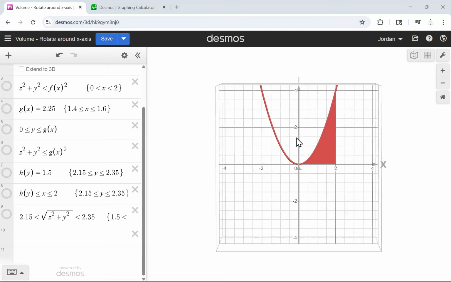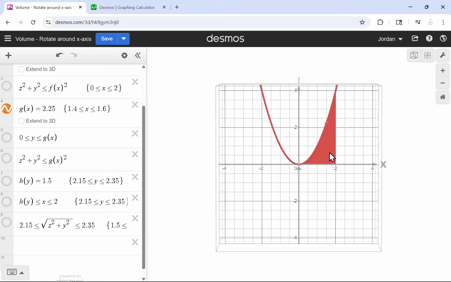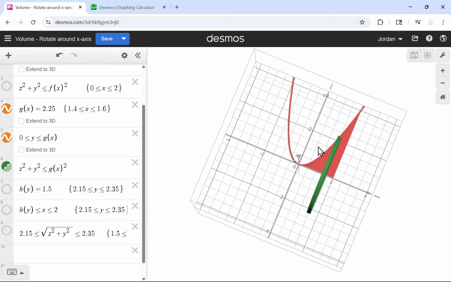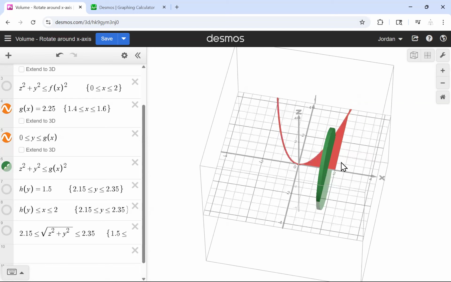So let's go back to this example here. We were going to rotate around the x-axis. So I'm going to split this area into little rectangles. And so the height of each rectangle is going to be determined by where the curve is at that point. And so I get a rectangle like this. And if I rotate that rectangle around the x-axis, what I've just created is a disk.